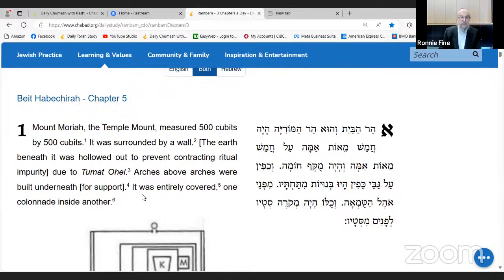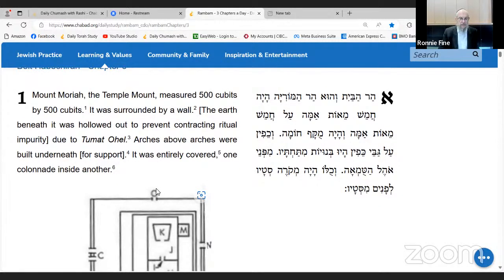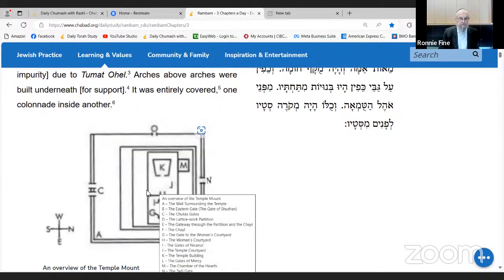So arches above arches were built underneath for support. So the hollow was to prevent it, right? And they made it also into arches, like a cove, in order to support at the same time. It was entirely covered, one colonnade inside another. Yeah, I would imagine, because it's underneath the ground.